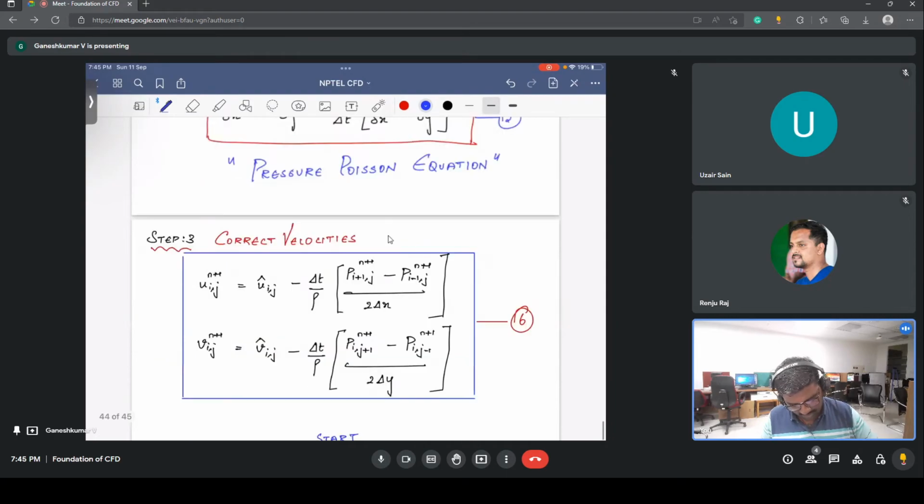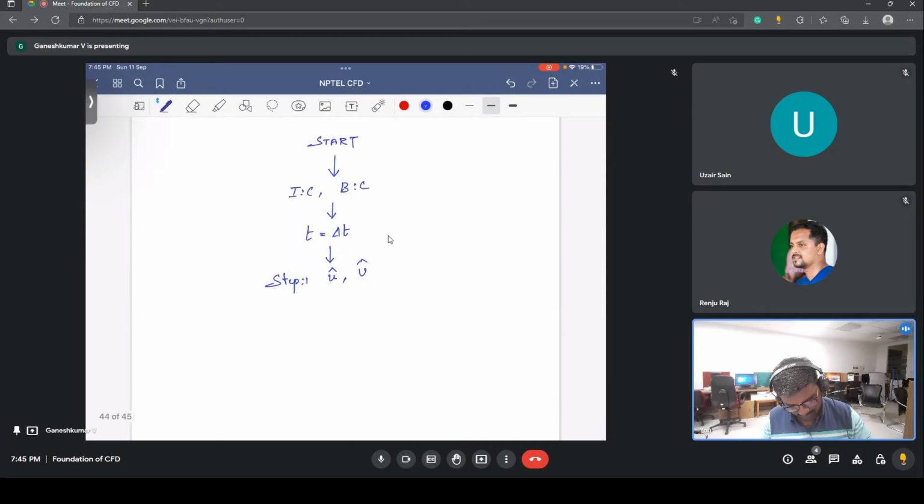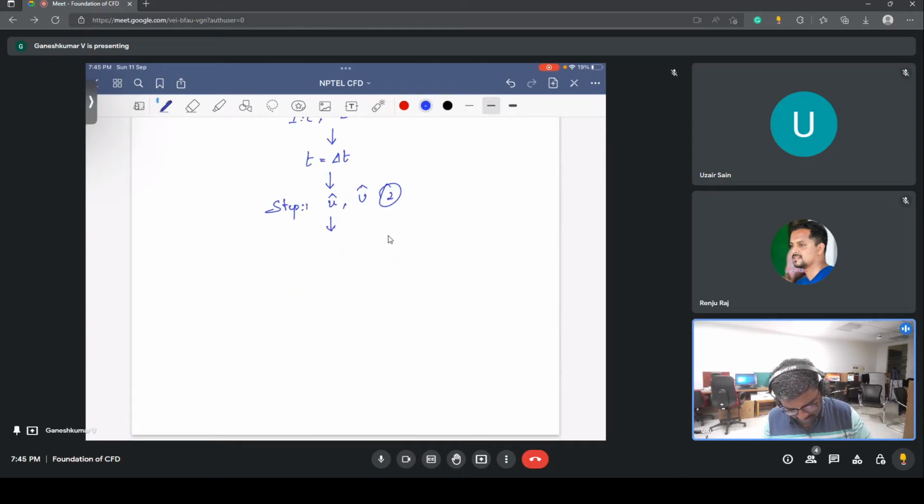Let's write it simply there. We will use equation number 2 to predict the velocities. Then step 2 is pressure gradient. You need to find the pressure gradient.